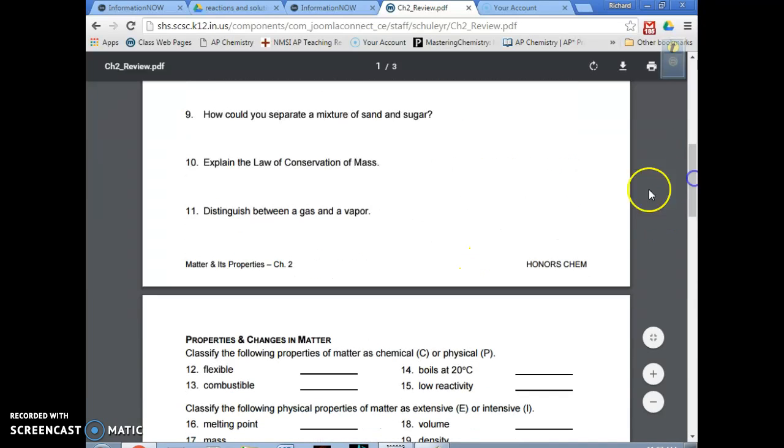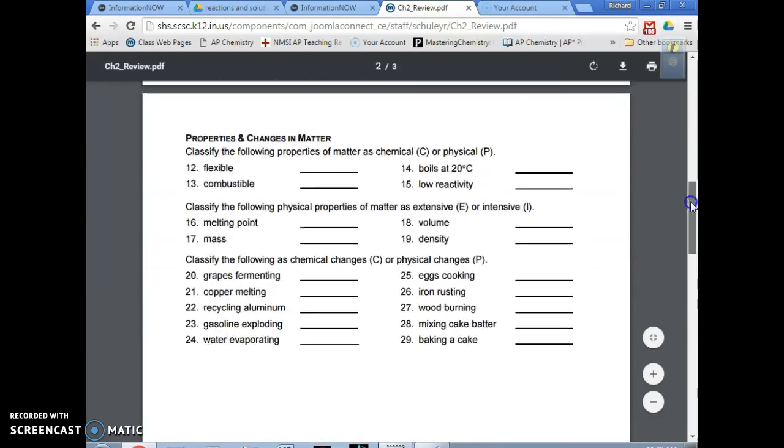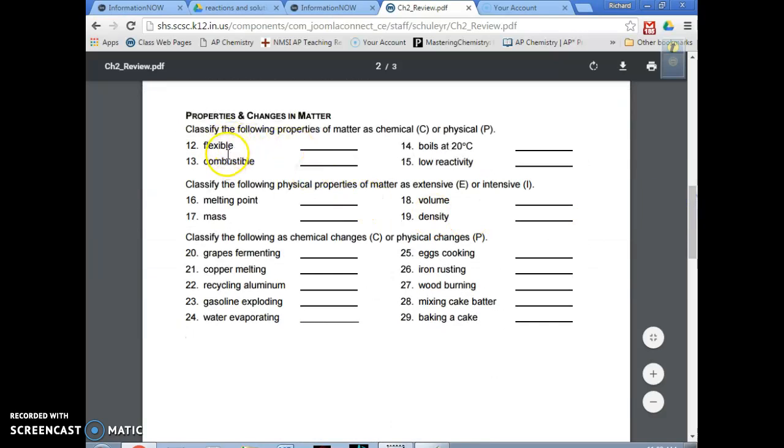Law of conservation of mass: cannot create or destroy matter. We just went through 2 problems with that. Can only change its form. Gas and a vapor. They're both gases, but the vapor is supposed to be a liquid at that temperature, whatever it might be. Flexible, chemical or physical? Physical. Combustibles, chemical. Boils at 20. That's the tricky one. Boiling is a physical change. Reactivity is always chemical, so that's chemical change, or chemical property.